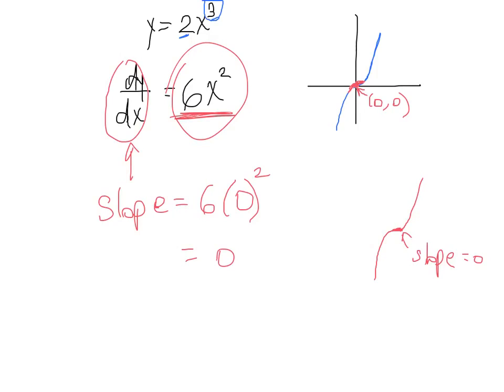And that makes sense. And you can actually go ahead and find the slope anywhere on this graph, where x is 1, where x is 2, where x is negative 100. It doesn't matter. You can find the slope anywhere on this graph by differentiating. Now let's just look at one more example that's slightly different.